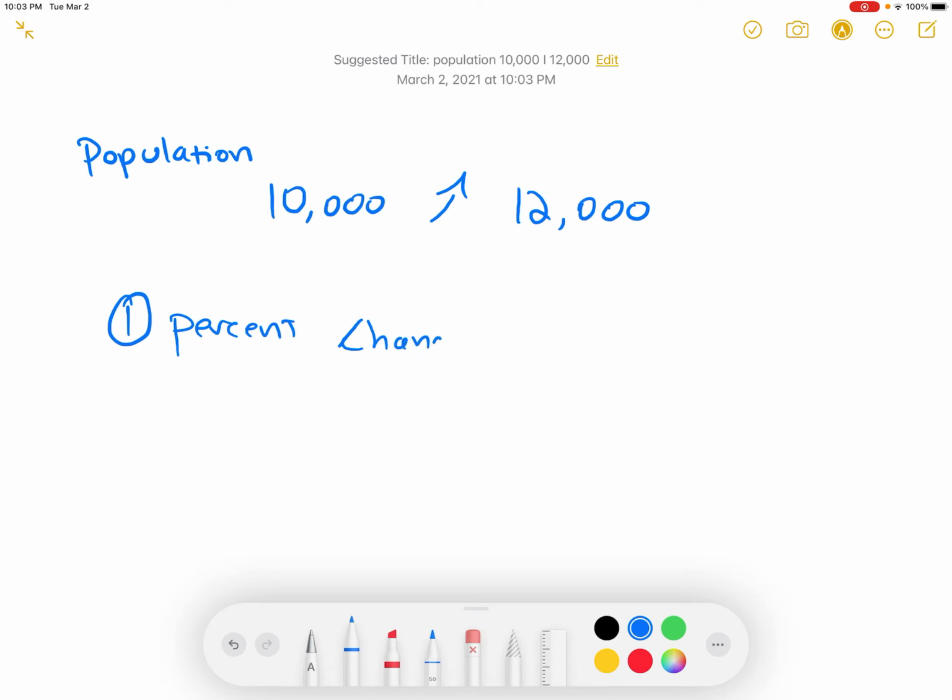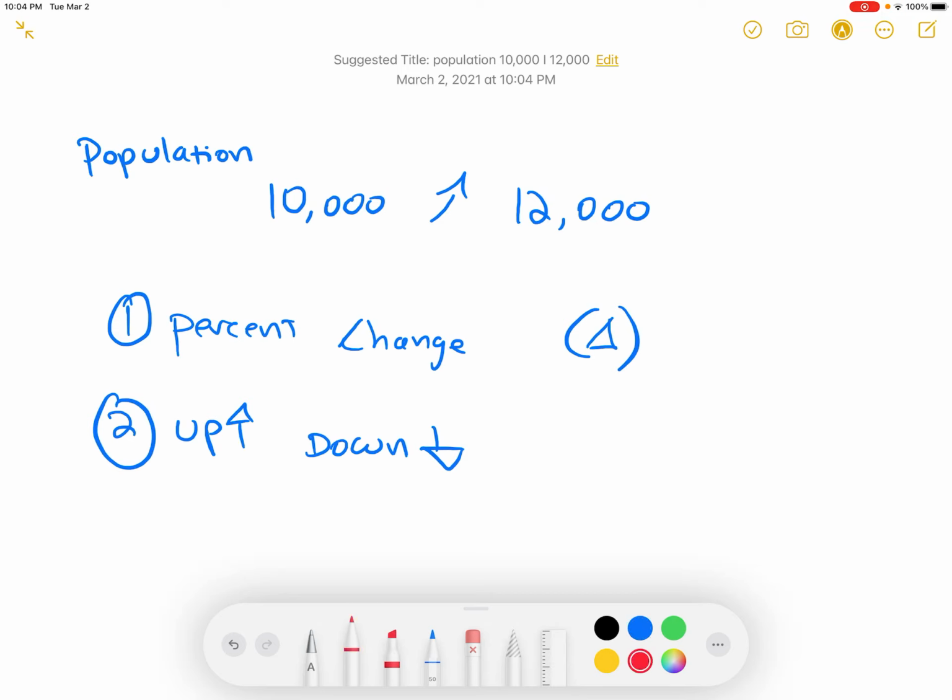So the first question is, what's the percent change? We can also write change as the sign delta, which is a triangle. And did it go up? Did it increase or decrease? Did it go up or did it go down? You can already tell that it started at 10,000 and goes up to 12,000. It's already a percent increase. Now all we have to find is what is the percent change.